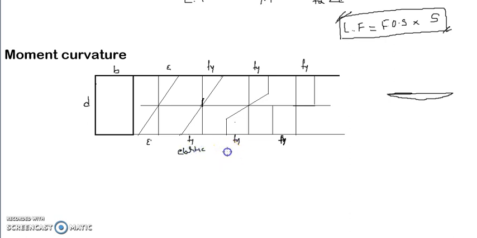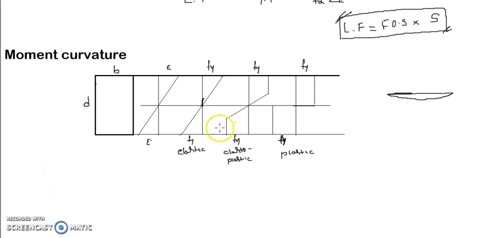This is the elastoplastic state, that is, some part of the section is still in the elastic stage and some part is going to the plastic state, and this is the fully plastic stage. Now the section is called completely plasticized.